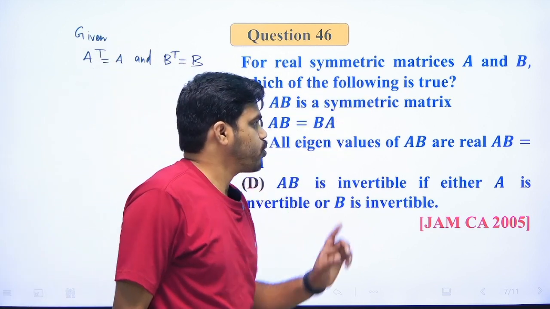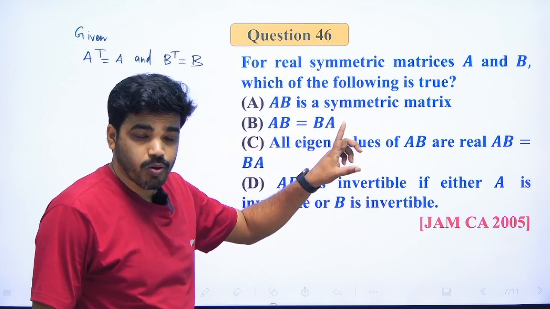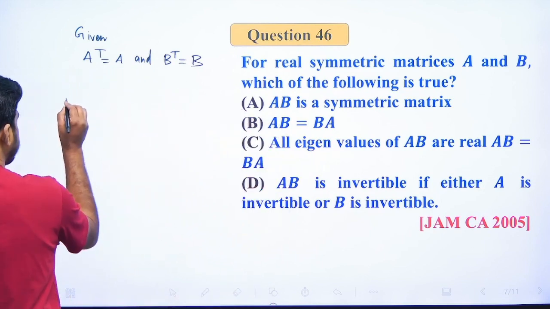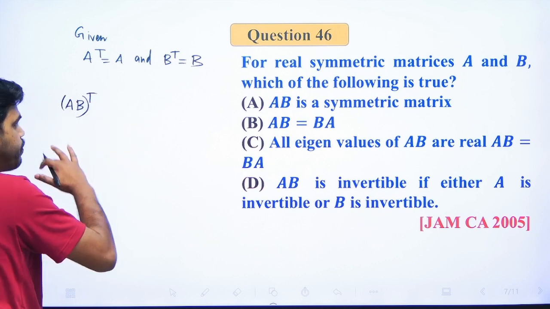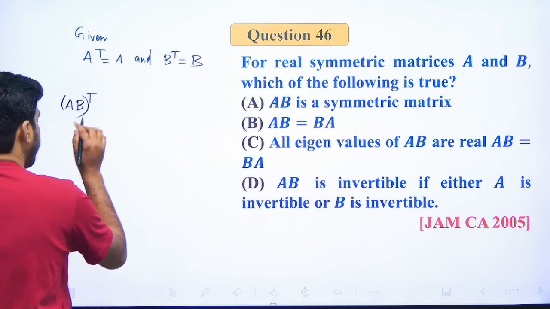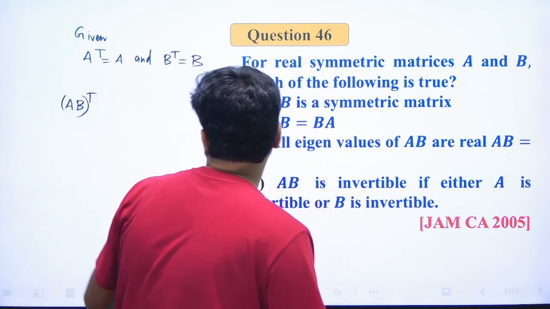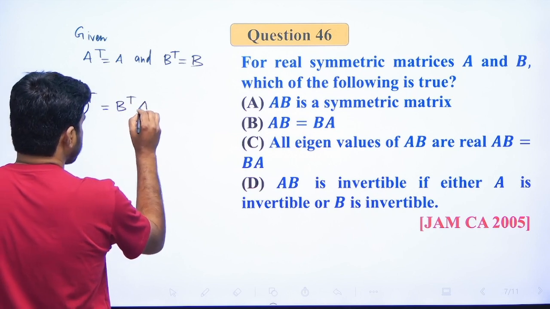Then which of the following is true? AB is symmetric? No. AB is symmetric if and only if AB is equal to BA, right? Why? Just see. If you get (AB) transpose equal to AB, then AB is symmetric. We know that matrix multiplication is not commutative. Okay, so (AB) transpose will be B transpose A transpose.